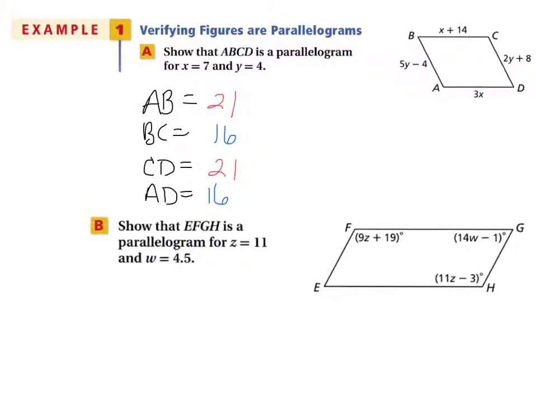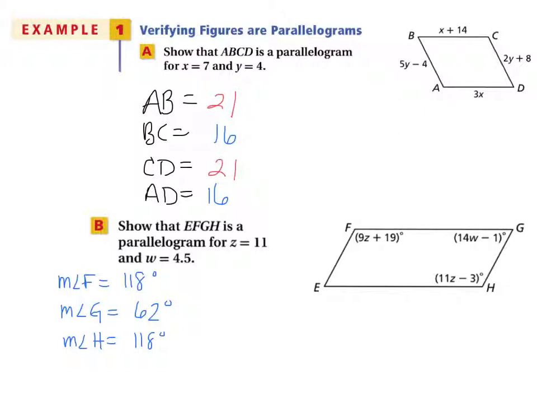In the last example here, in B, we want to show that this quadrilateral is a parallelogram, letting us know that Z is 11 and W is 4.5. Now, because we're only given consecutive angles here, we're going to prove that the consecutive angles are supplementary. So we're going to plug them in. If we plug in these values, you will realize that the measure of angles F and H are both 118, and the measure of angle G is 62 degrees. And therefore, we know that since angle G is supplementary to both angle F and angle H, then quadrilateral EFGH is a parallelogram.